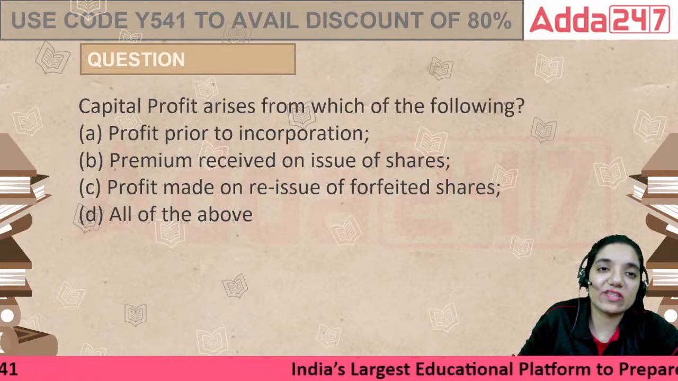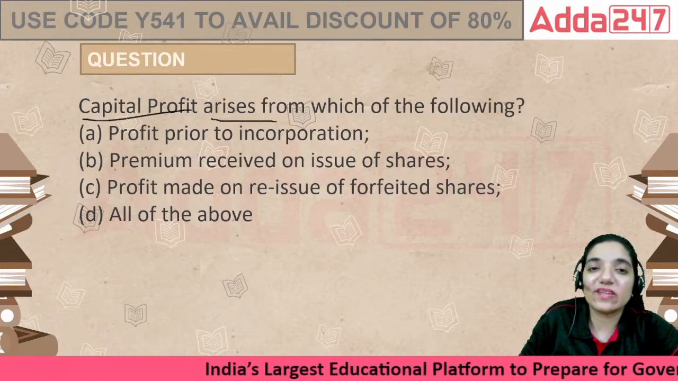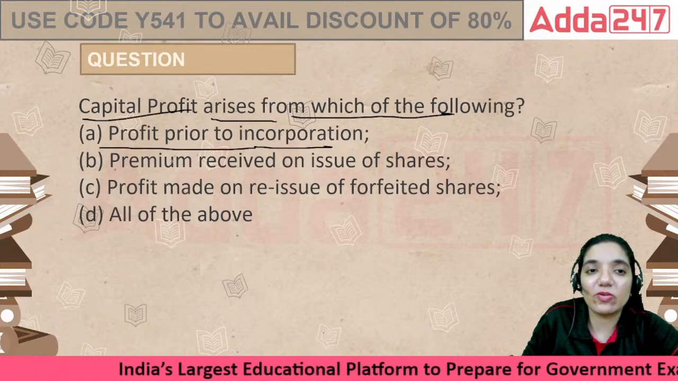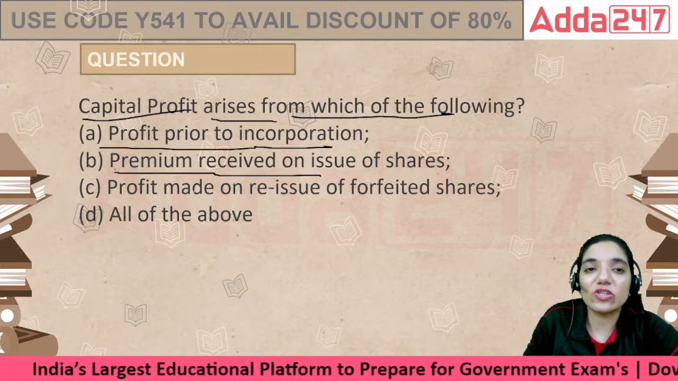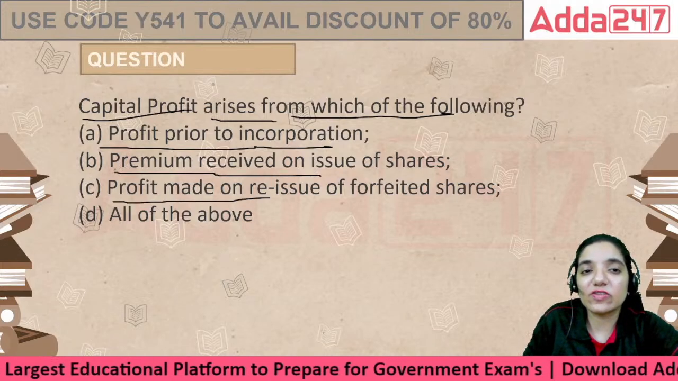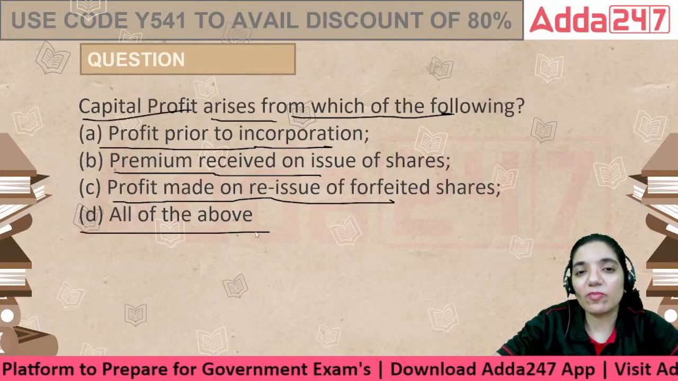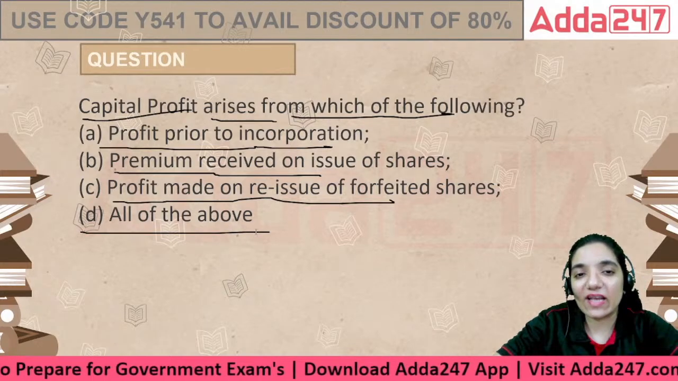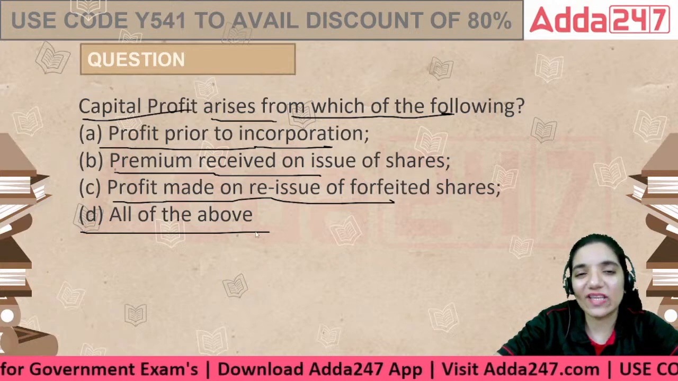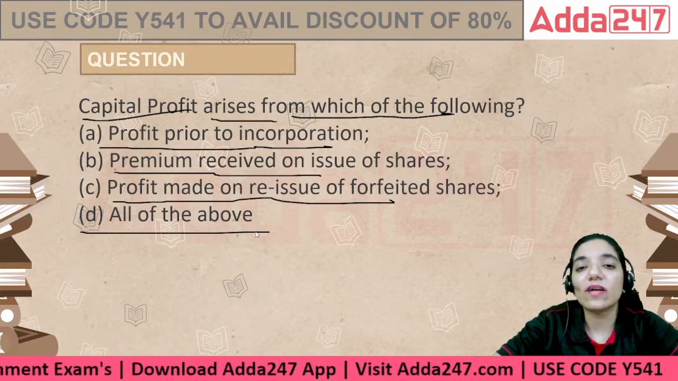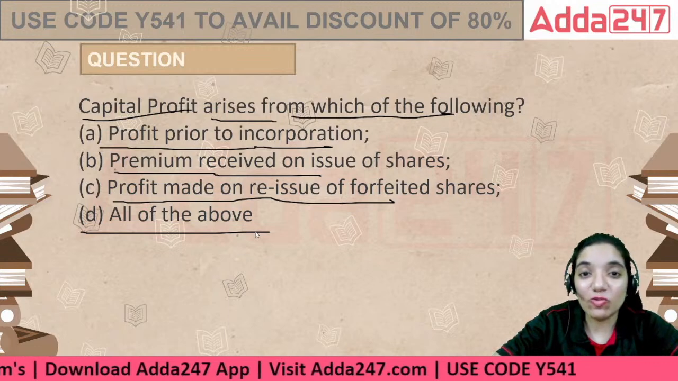Okay, here comes the next question, everyone. Capital profits arises from which of the following? Profit prior to incorporation, premium received on issue of shares, profits made on reissue of forfeited, or all of the above. Capital profits means when you are eliminating any asset, or if you are extinguishing or selling any asset, or you are paying off a liability at a lower amount.